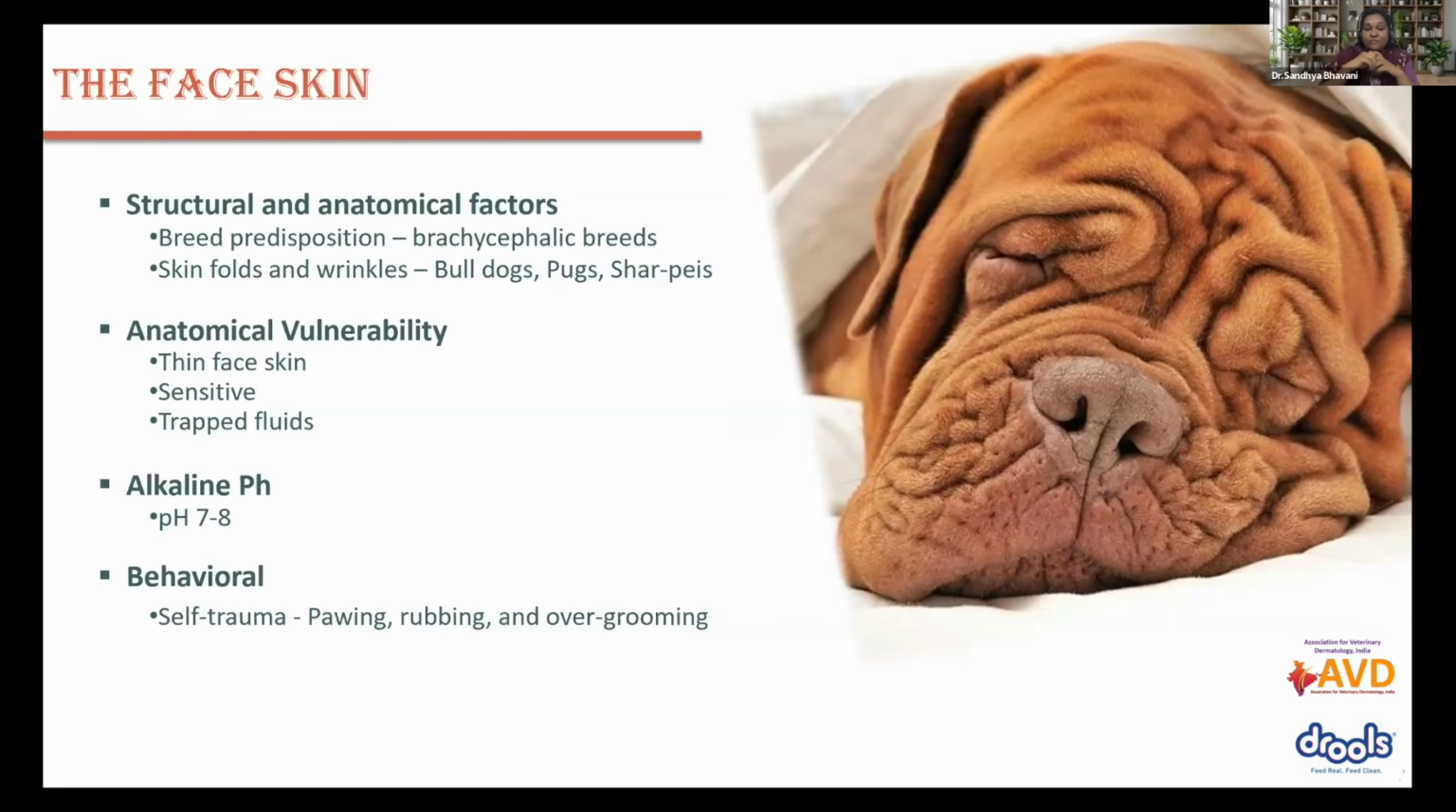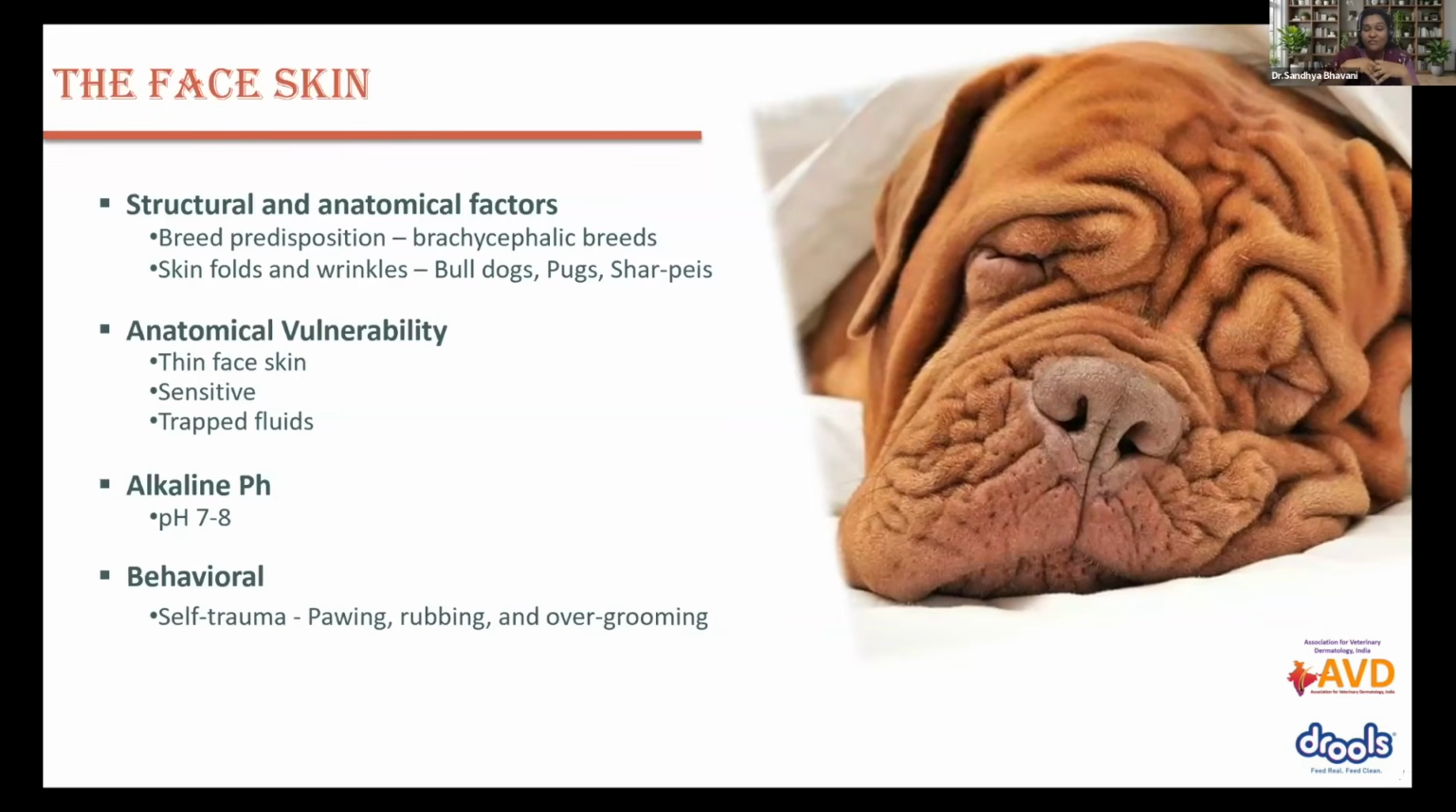Also, the normal skin pH is alkaline, around 7 to 8. This alkaline pH will not allow the bacteria or fungi to grow. But once we start using lots of shampoos, or human shampoos, this alkaline pH can go down, and the skin barrier function can be affected. At that time the bacteria or fungi can affect your skin, and it causes diseases in the animals.